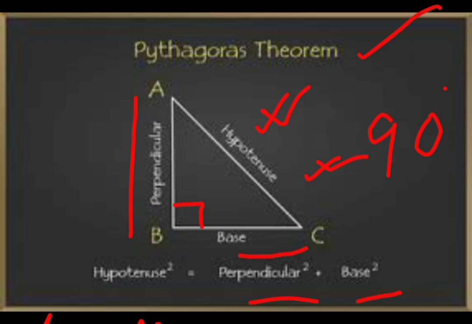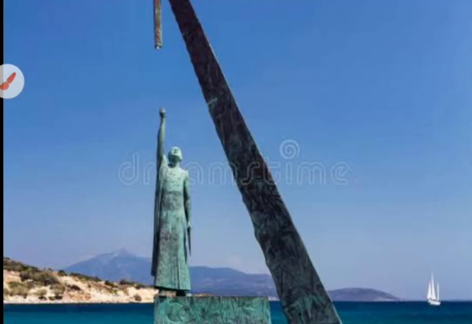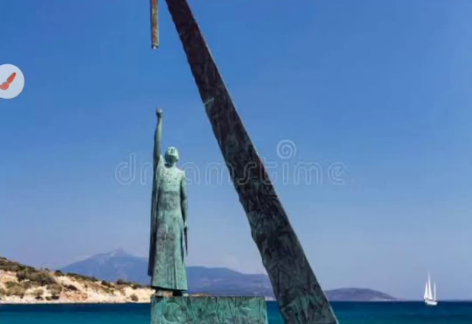Alright. So here it is the square of the length of the hypotenuse equals the sum of the squares of the two sides. So a square plus b square is equal to c square. So this is Pythagoras theorem. And the credit goes to Pythagoras.